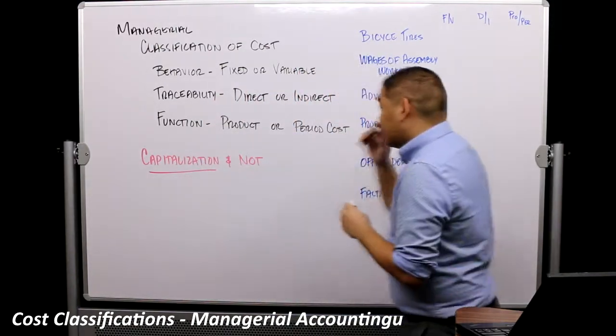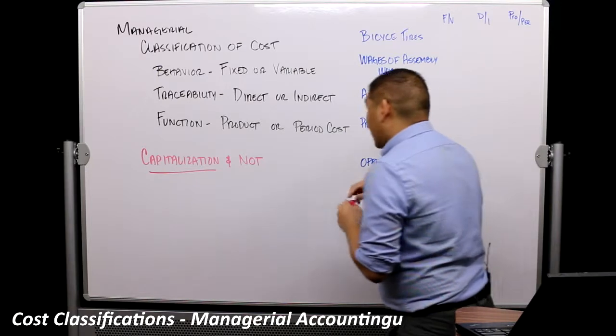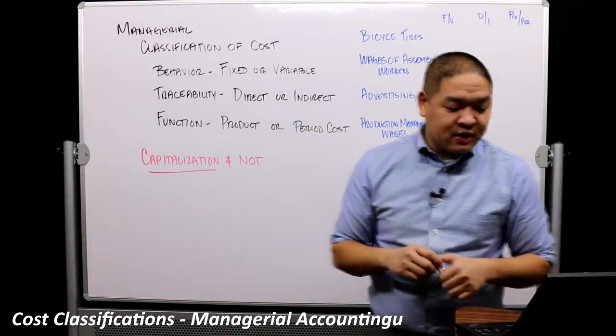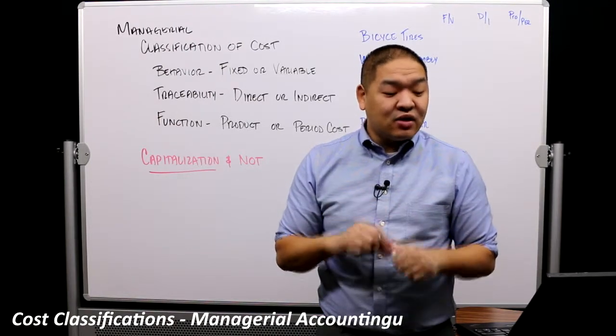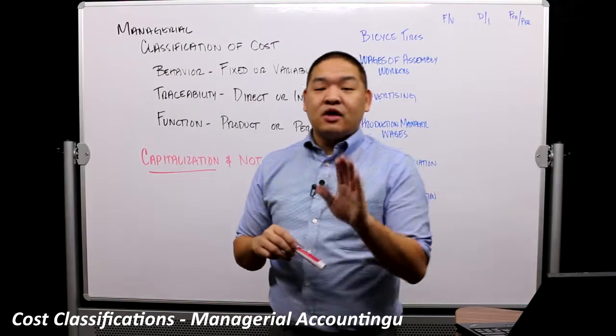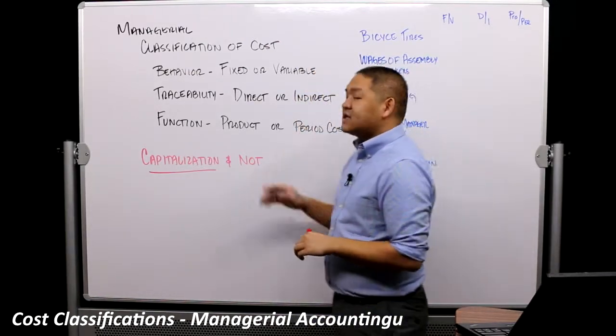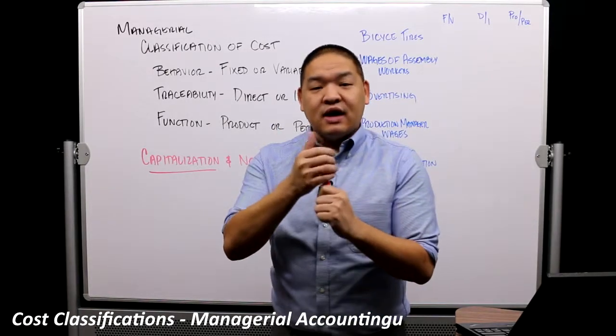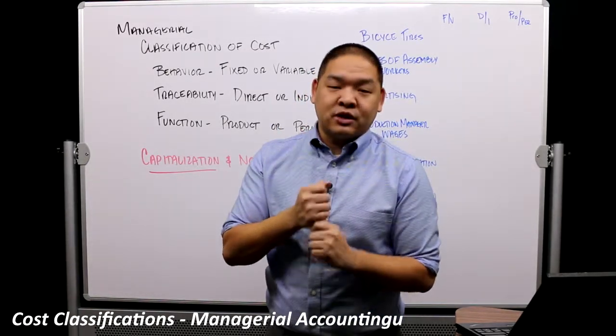Okay? Now, the next one is function. In function, we're talking about product versus period cost. Let's start with product costs. Product costs are expenditures necessary and integral to finish the product or associated with the product. So notice that when we say product cost, it doesn't actually have to be the cost associated with this product itself. It can be associated with this product.